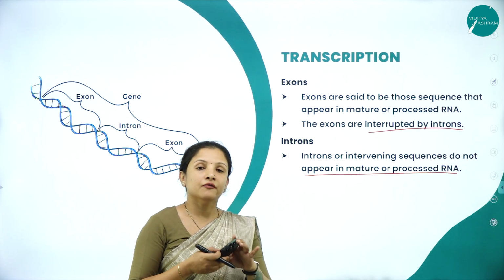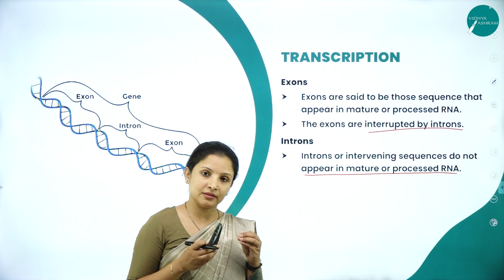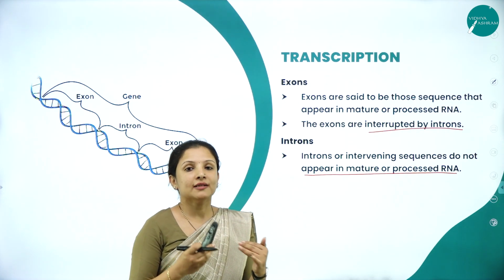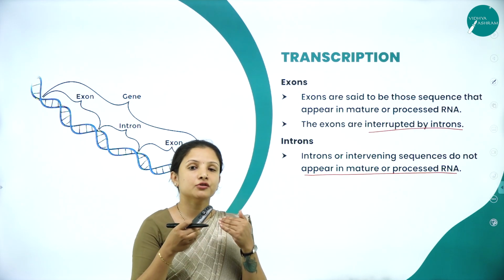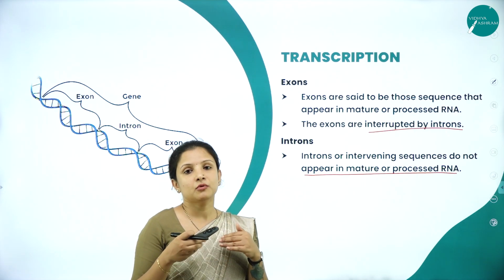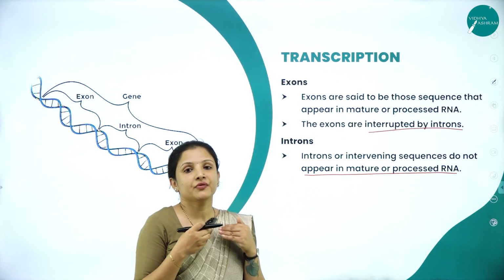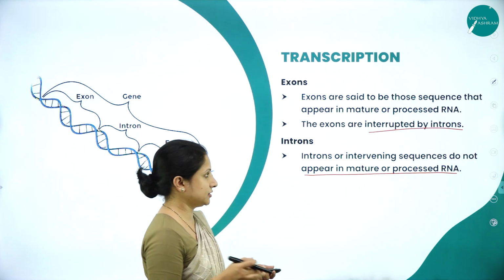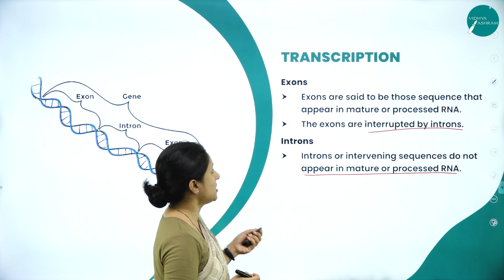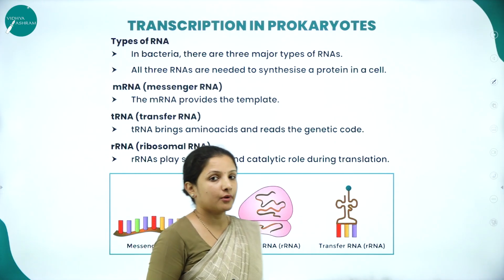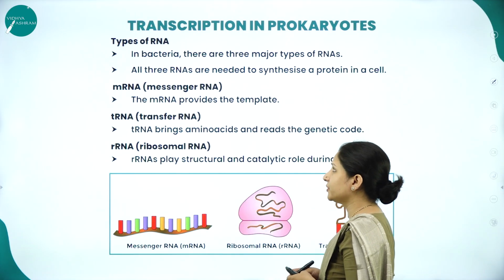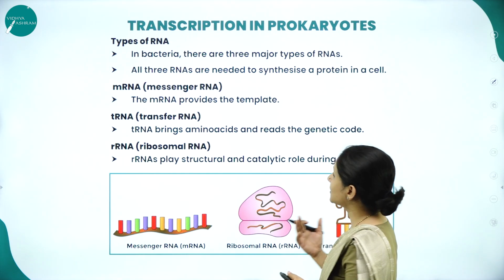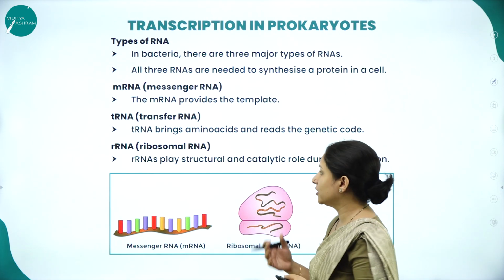So in the nascent mRNA, they'll have both exons and introns. But once the nascent mRNA enters the cytoplasm, or in the next step, the introns need to be removed and only the exons should be present. How it takes place, we shall look into. First we'll learn about the simplest mode, transcription in prokaryotes.